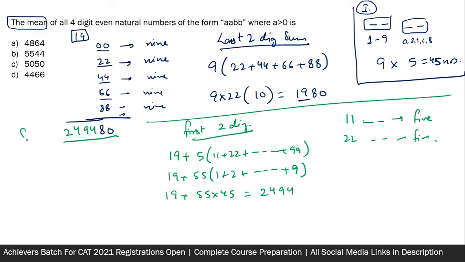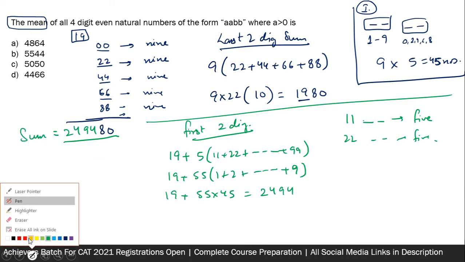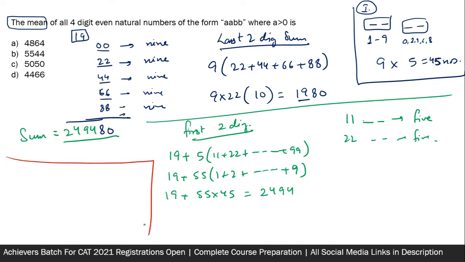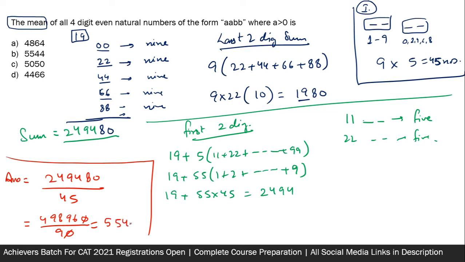And then you are supposed to divide this by 45. I am now approaching the last step. Answer is the average, 249480 divided by 45. So all I have to do is to divide this number by 9, which is 5544. So this was the longer approach, difficult to understand, difficult to calculate, and a lot of steps where you could make silly errors.